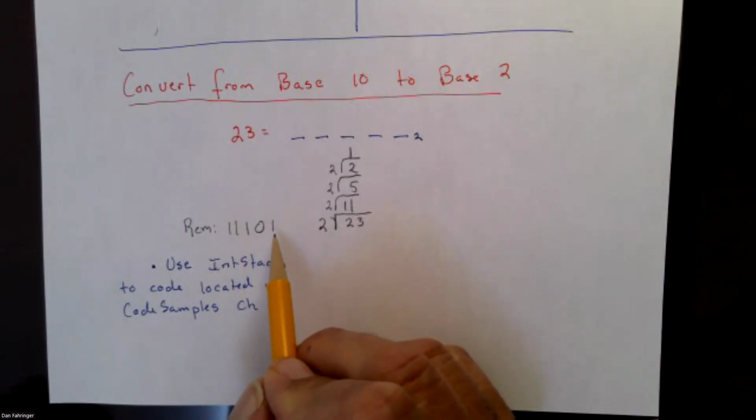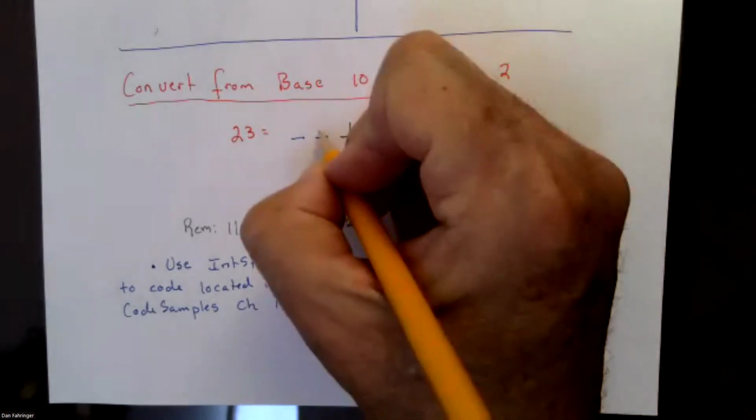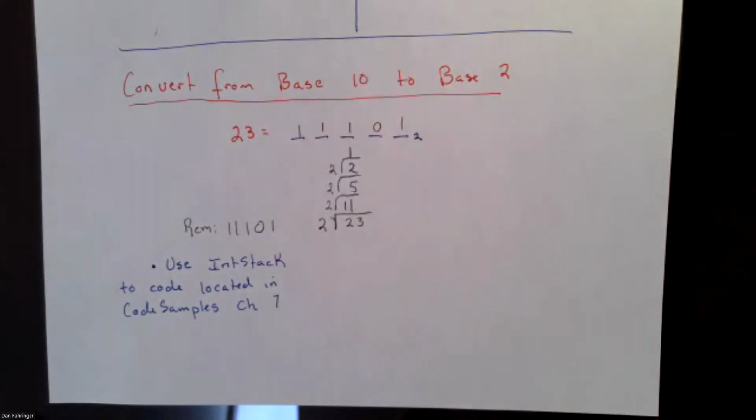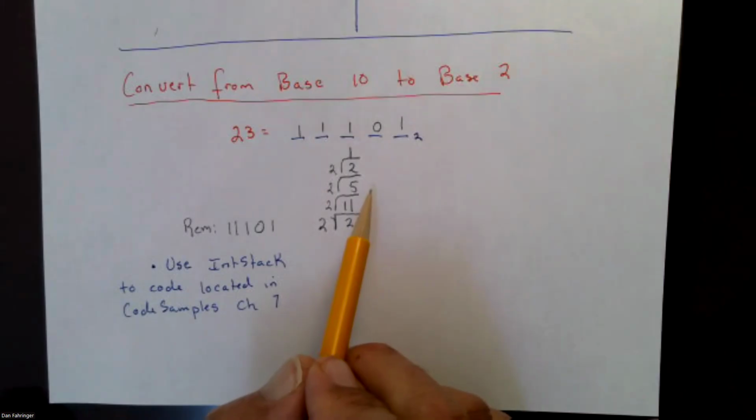Push, push, push, push, push, push. Now I'm going to pop. Pop. 1, 0, 1, 1, 1. And we just converted. Did we mess up somewhere? 2 is 11, is 5.